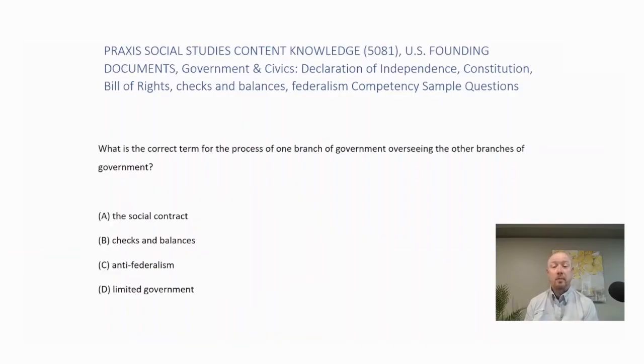What is the correct term for the process of one branch of government overseeing the other branches of government? Is it A, the social contract, B, checks and balances, C, anti-federalism, or D, limited government?